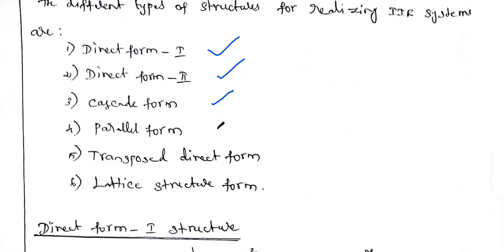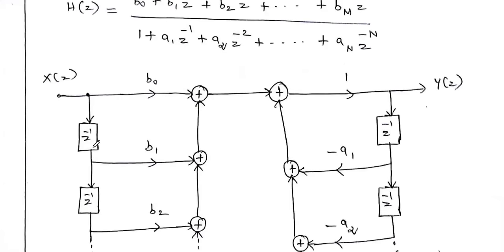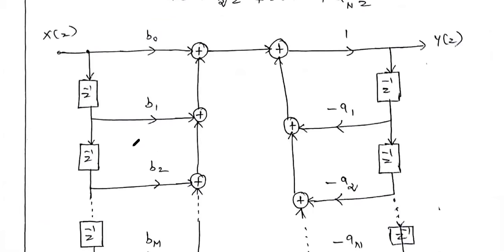The third one is cascade form, then parallel form, a transposed direct form, and a lattice structure form. So these are all the different ways of realizing the IIR system. In the realization, we are going to use three elements: one is the adder, another is the multiplier, and the next is the delay block. Okay, so already you're familiar with that.